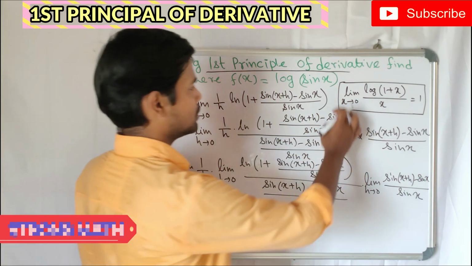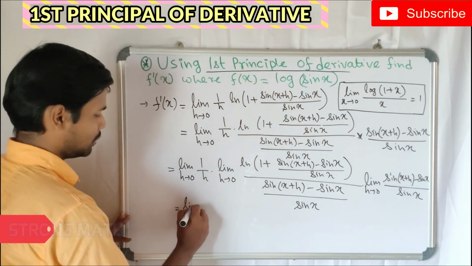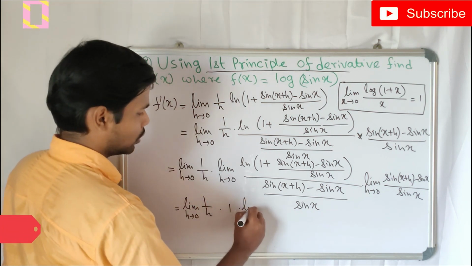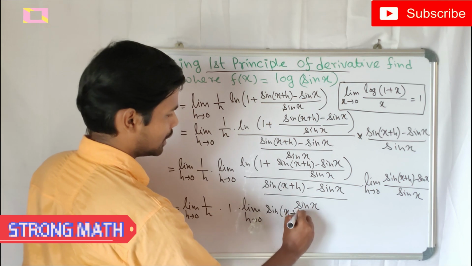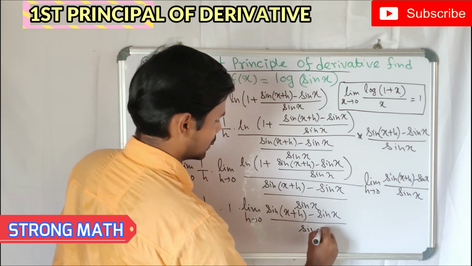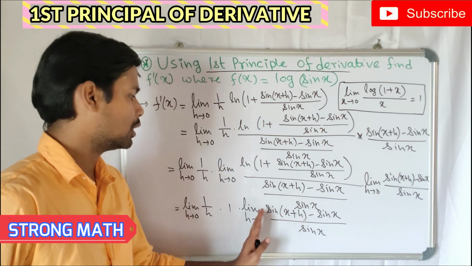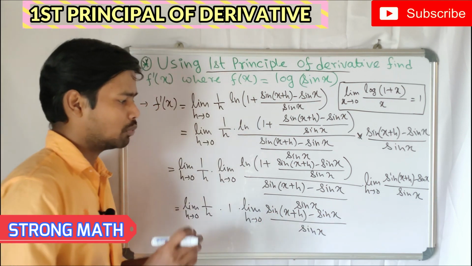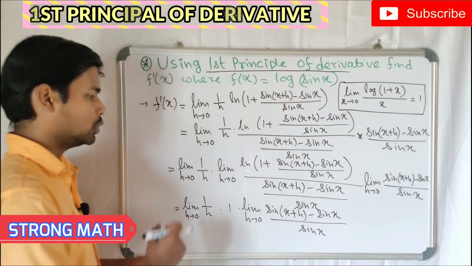Now this one, by using this formula, will be 1 and we have to calculate this limit, so this will be limit h tends to 0 of 1 upon h into 1 into limit h tends to 0 of (sin(x plus h) minus sin x) whole divided by sin x. Now here, as the term which is involved with h, we have to calculate this one first. Here look, sin c minus sin d, we have to apply the formula for sin c minus sin d. So let's do that stage.